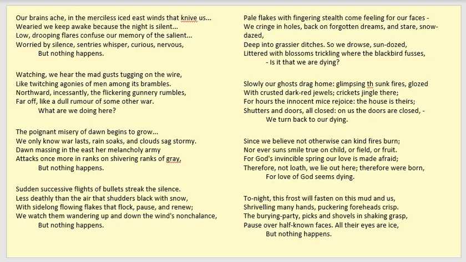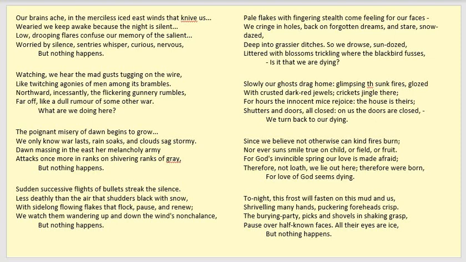What are we doing here? The poignant misery of dawn begins to grow. We only know that war lasts, rain soaks, and clouds sag stormy. Dawn massing in the east her melancholy army, attacks once more in ranks on shivering ranks of grey, but nothing happens. Sudden successive flights of bullets streak the silence, less deadly than the air that shudders black with snow, with sidelong flowing flakes that flock, pause and renew. We watch them wandering up and down the wind's nonchalance, but nothing happens.